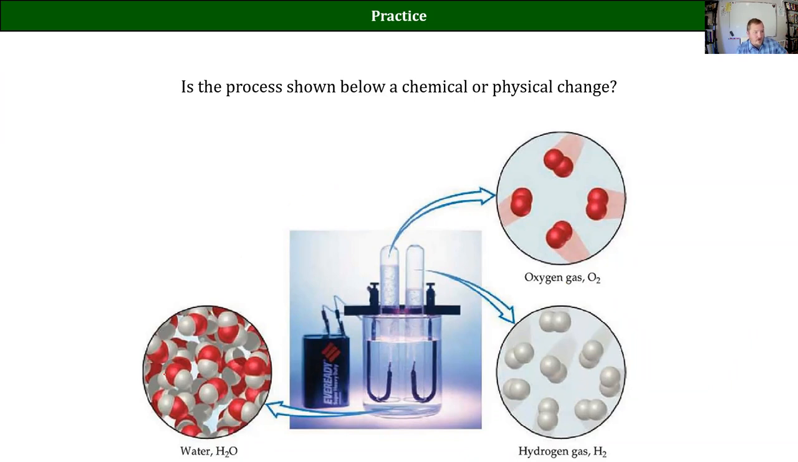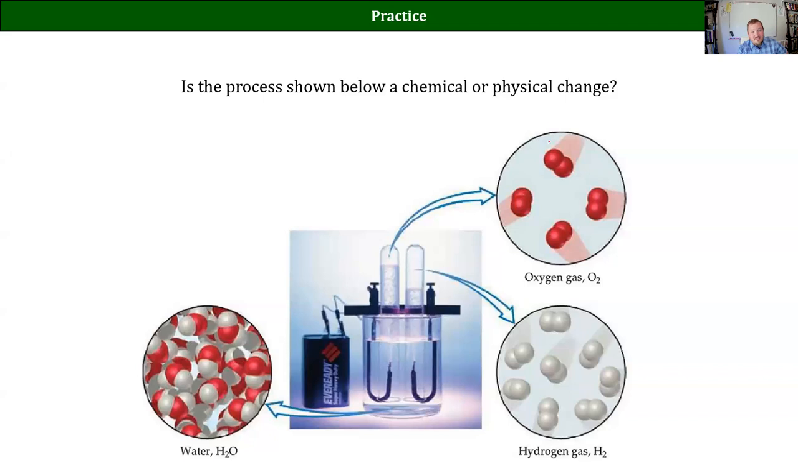If we take water and we hook it up to a car battery, we can make oxygen gas and hydrogen gas. Is that a physical change or chemical? Physical. Physical? I'm going with chemical because you're changing the charge. We're changing it from every oxygen having two hydrogens to separating the oxygen atoms from the hydrogen atoms. So we're breaking apart the molecule that was there and we're making two different molecules instead.